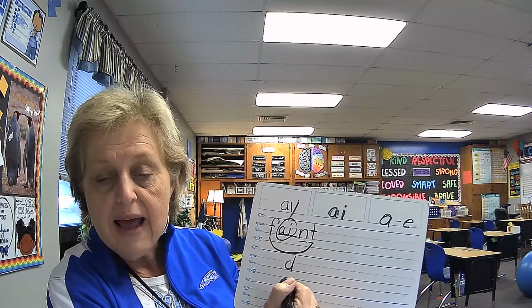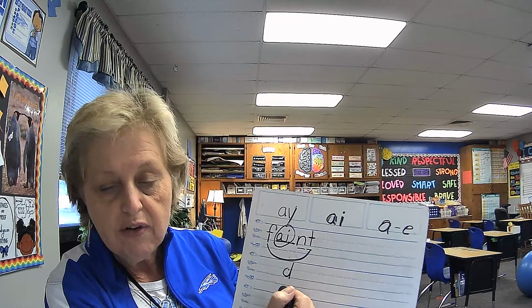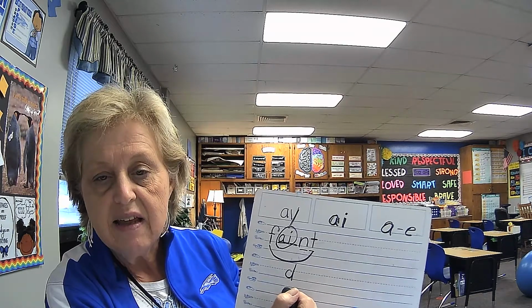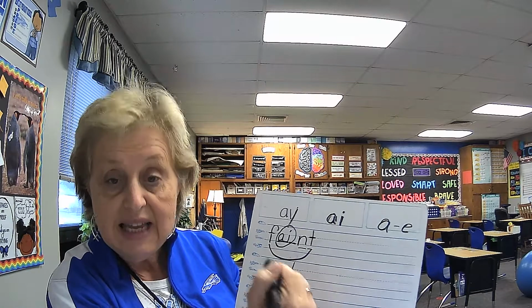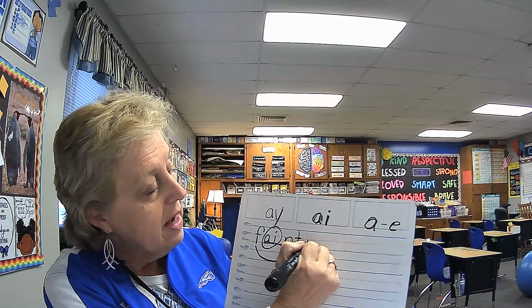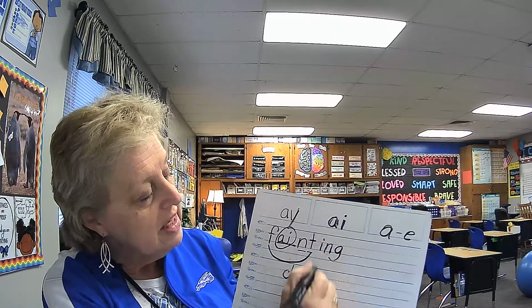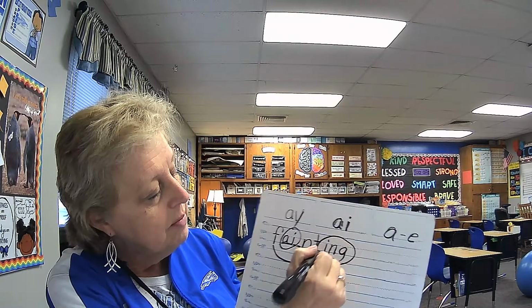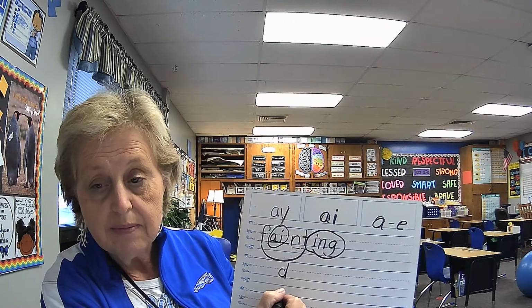Now, we're going to add the suffix to it. Listen to it carefully. Fainting. Fainting. What's the suffix? Ing. So we will add I-N-G. Fainting. And we circle it, but you do not have to scoop it. Fainting.